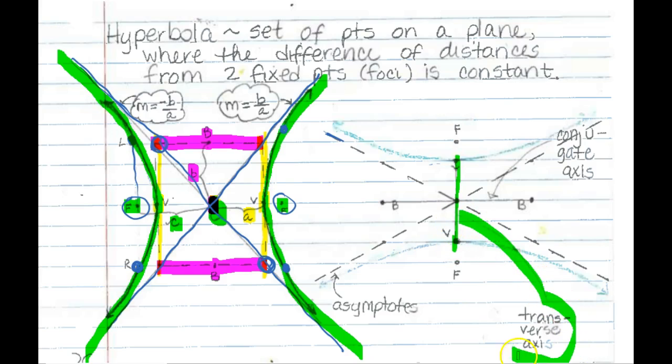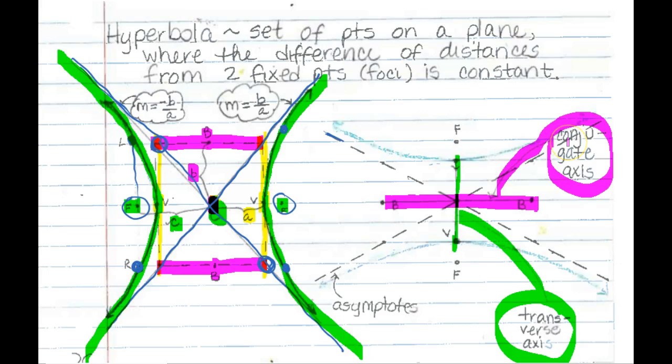The other thing I want to note is that if we go from Victor to Victor prime, this is what we call the transverse axis. If we go from Bob to Bob prime, this is what we call the conjugate axis. And those dashed lines we're calling our asymptotes. And notice, in order to graph, we will start at our vertex, go towards our point of the latus rectum, and then out towards our asymptotes.